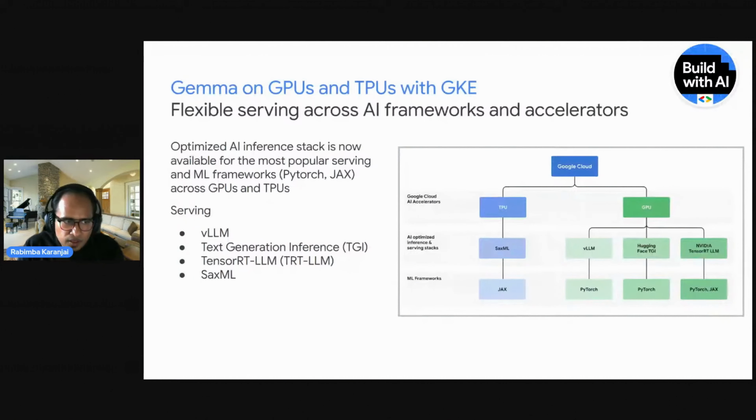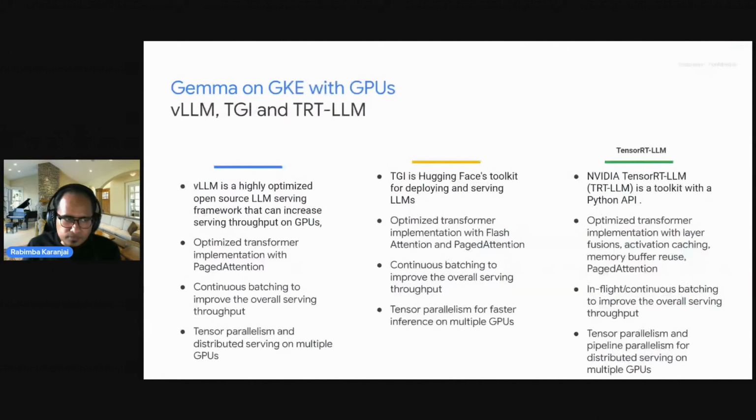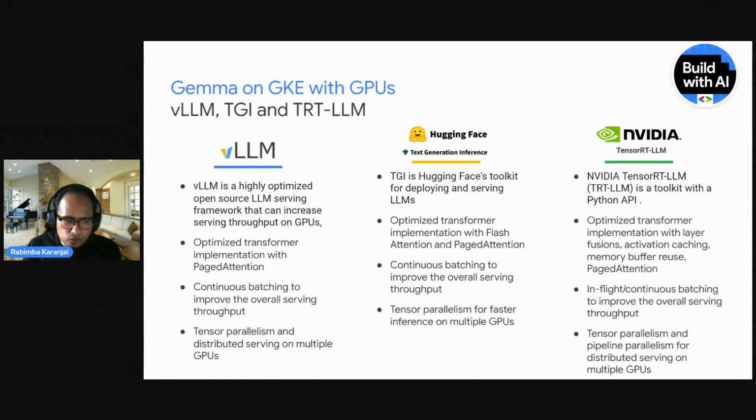As you can see on the right, you have two options, either TPU or GPU. When I said vLLM and Hugging Face TGI, these are all GPU-based frameworks, so these are all available in the GPU part. Google has also partnered with NVIDIA, so TensorRT-LLM is also available within GPU. So these are the offerings you will be able to use already.